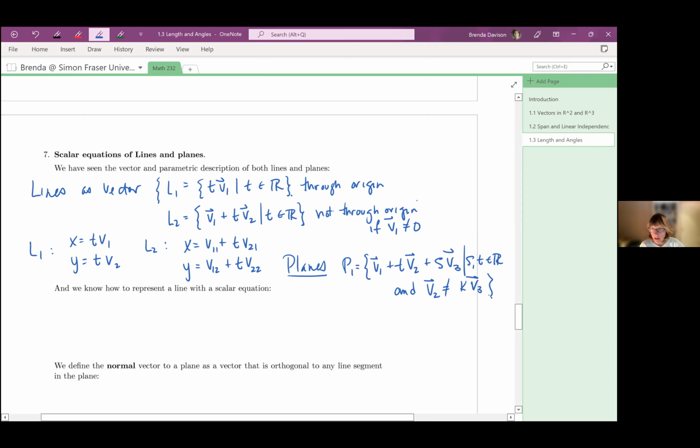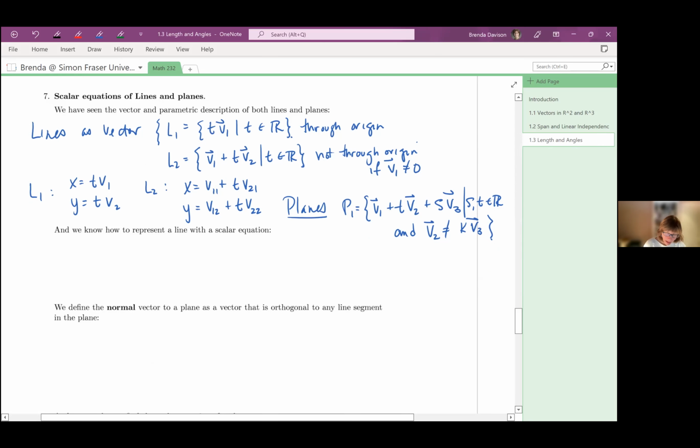Okay, and then of course we can write that out parametrically as well. Why don't you do that as an exercise? Write out the parametric version of that for the plane. Okay, we also know how to represent a line with a scalar equation. We know that we can write y equals ax like that, if it's a line through the origin. We can write y equals ax plus b if it is a line not through the origin, given that b is not 0.